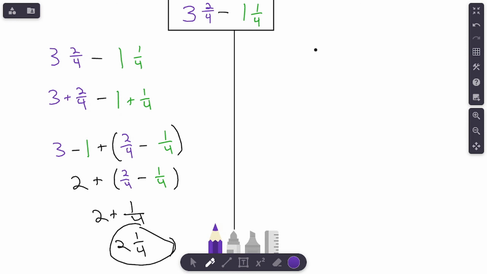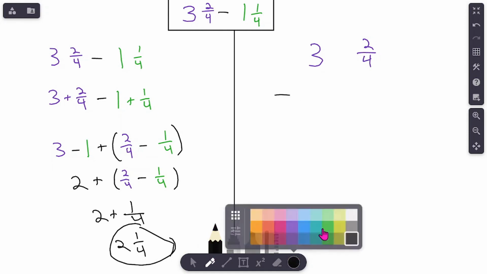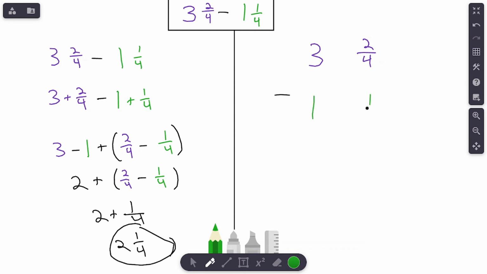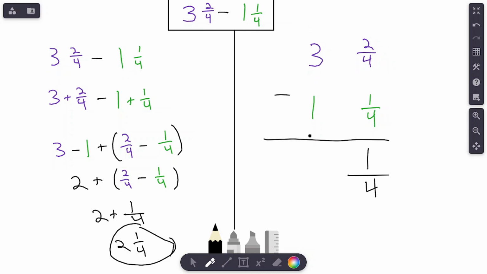Now, let me show you the same thing, but a different strategy. We've got 3 2/4 minus 1 1/4. First things first, subtract the fractions. So 2/4 minus 1/4. 2 minus 1 is 1. Remember, subtract the numerators. Do not subtract the denominators. They stay the same. Now subtract the whole numbers. 3 minus 1 gives us 2. Either strategy we use here gives us the same exact answer.